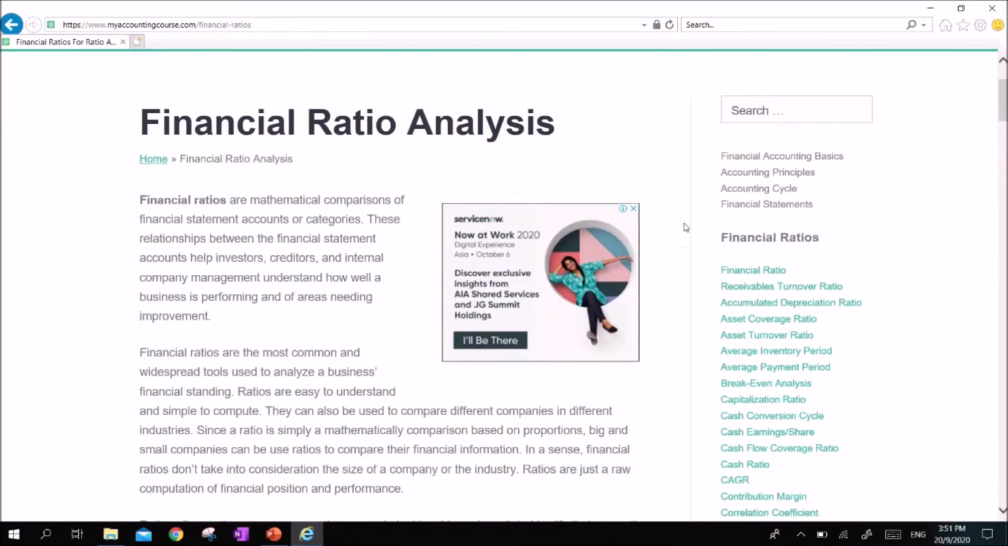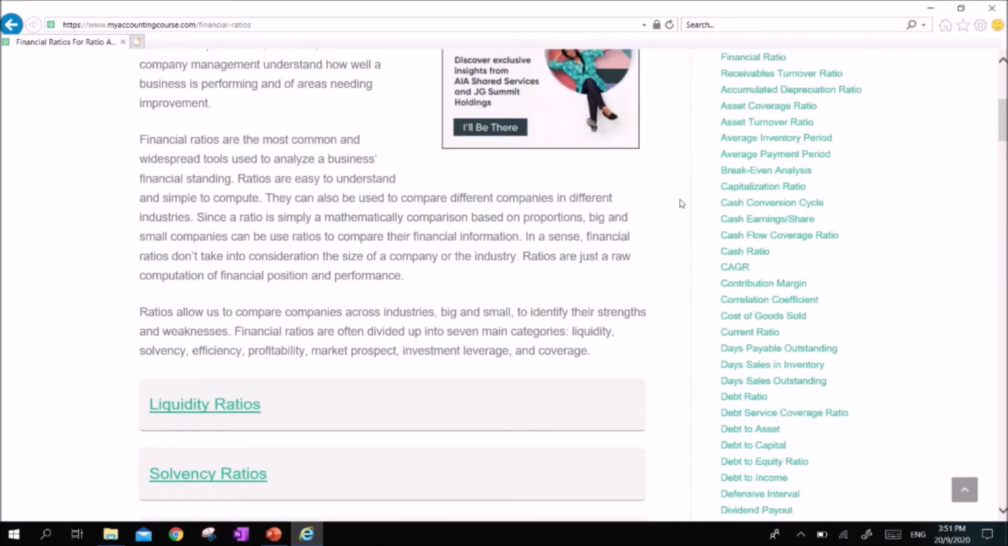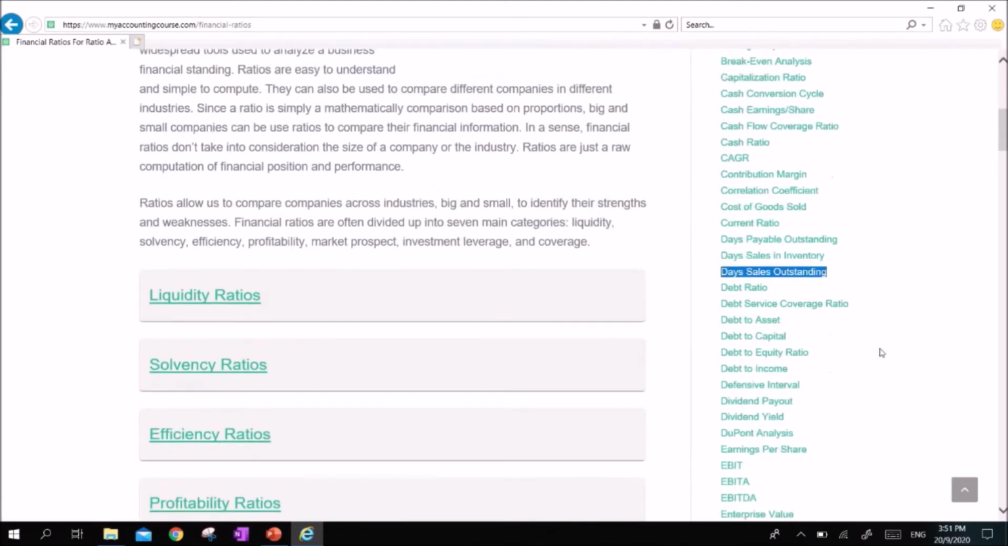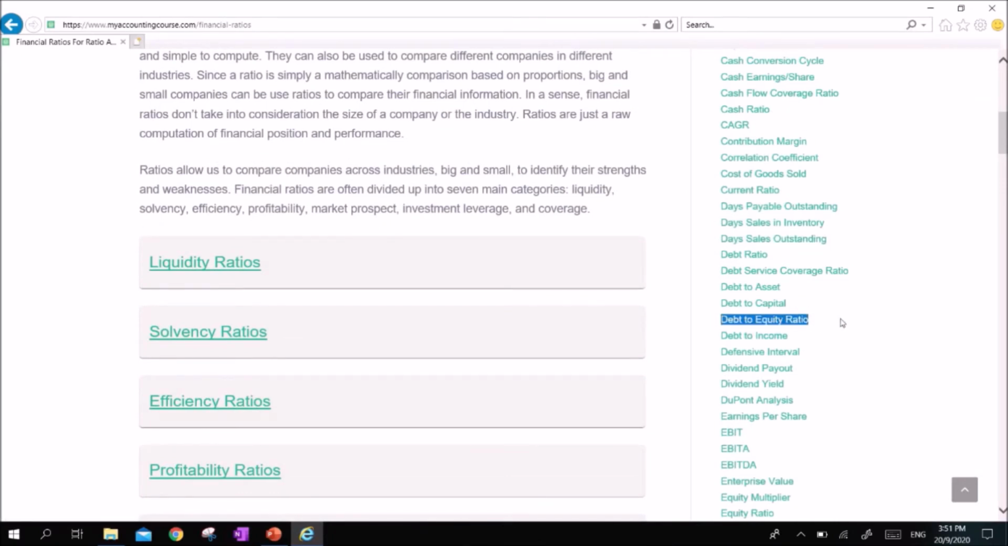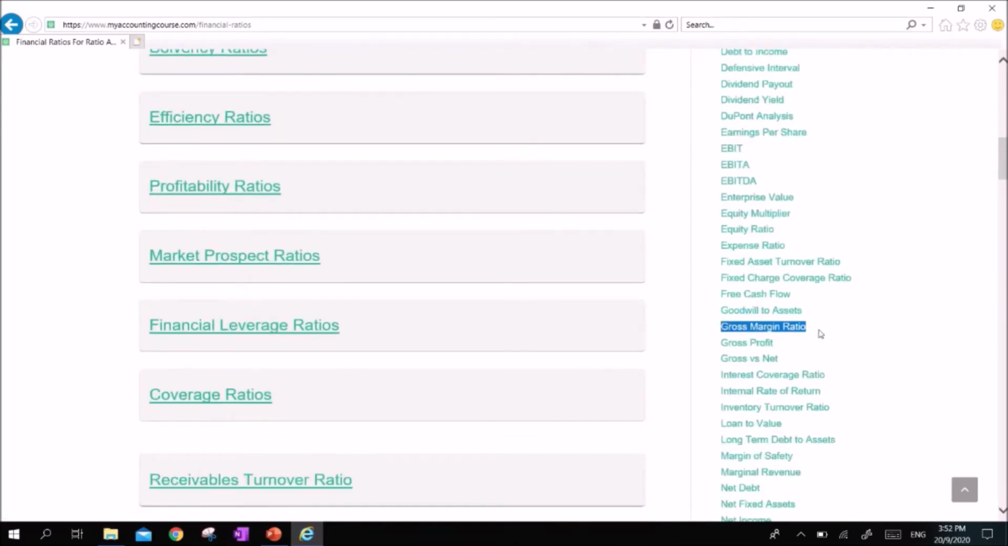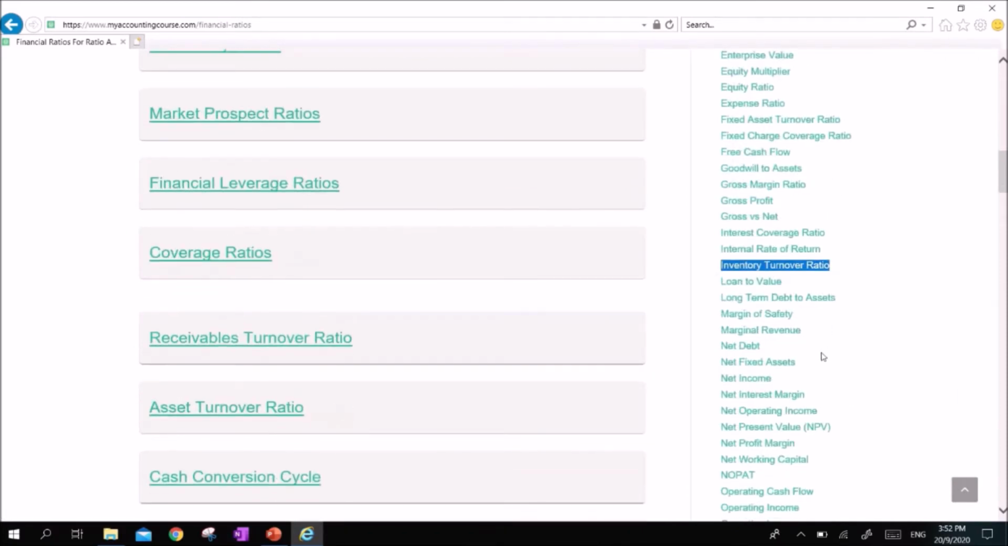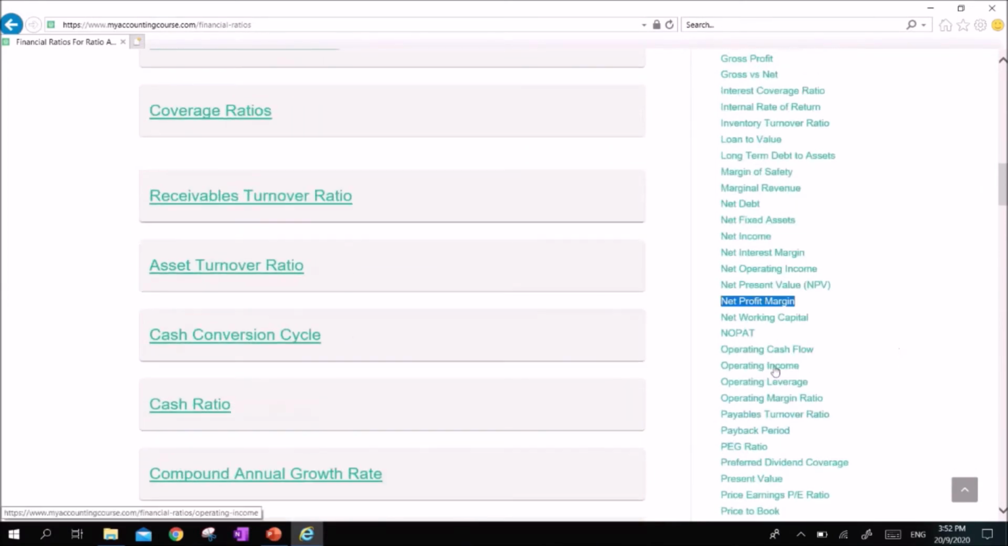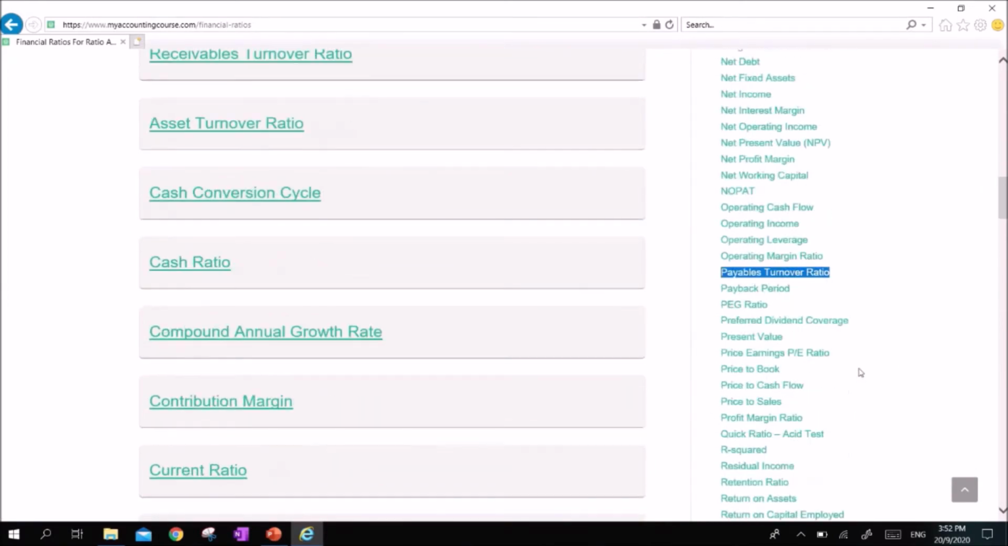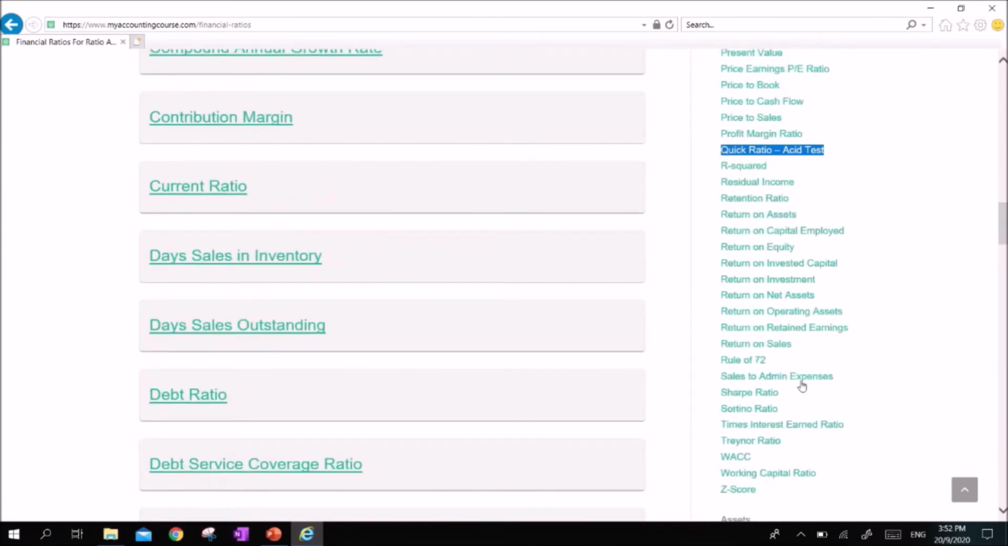There are many types of financial ratios as you can see, but some of the more important ones include the receivable turnover ratio, average inventory period, average payment period, days sales in inventory, days sales outstanding, debt to equity ratio, gross margin ratio, inventory turnover ratio, net profit margin, payables turnover ratio, quick ratio, and the times interest earned ratio.